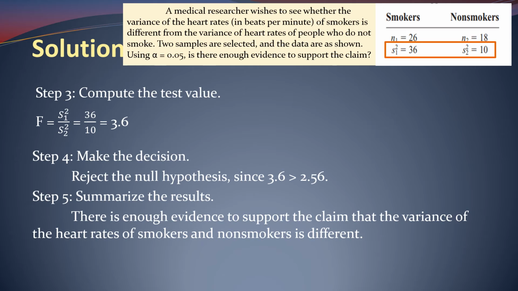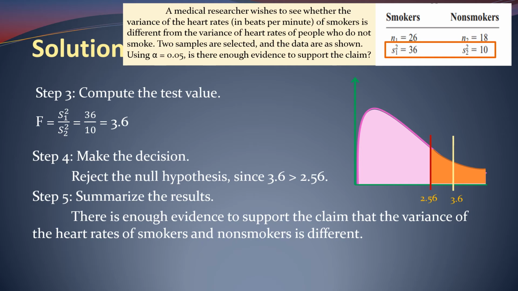For step 4, we have to make the decision. We have to reject the null hypothesis since yung nakompute nating F value na 3.6 is greater than our critical value na 2.56. As you can see sa ating illustration, yung nakompute nating F value, which is 3.6, falls on our critical region. So, meaning we have to reject the null hypothesis.